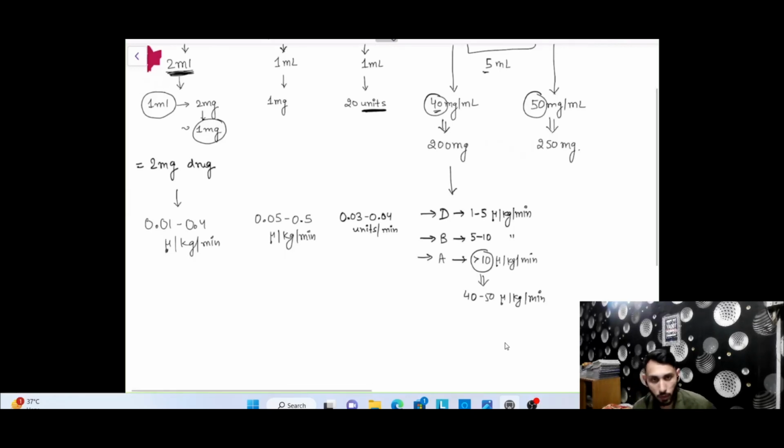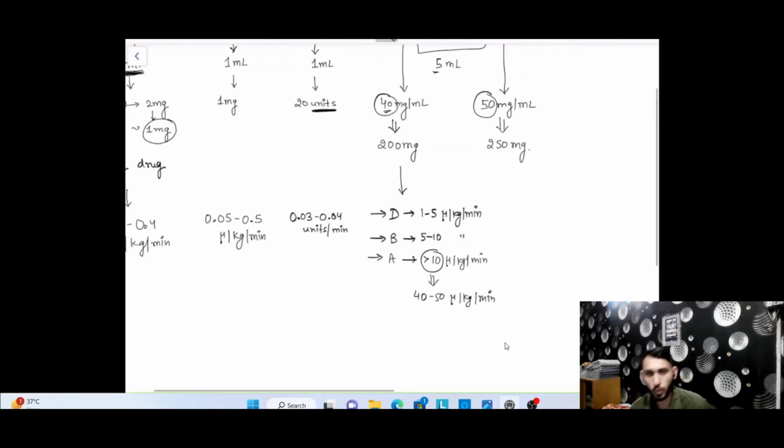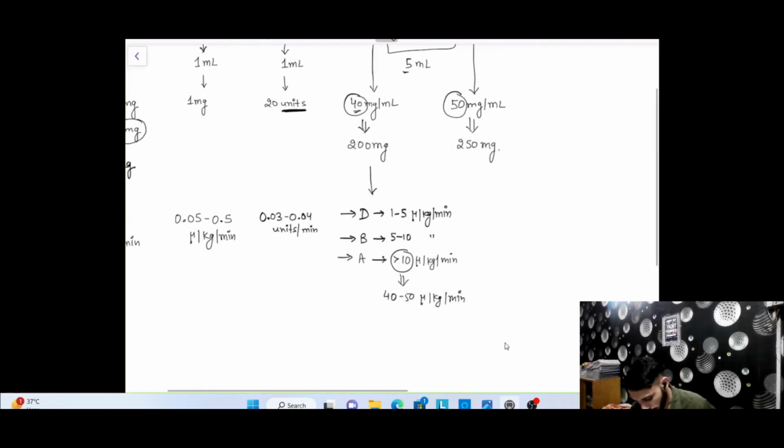If we exceed more than 10, it will act at the alpha receptors, which are basically vasopressors. So dopamine at very high concentrations, more than 10 microgram per kg, acts as a vasopressor more than an inotrope. It acts as an inotrope mostly in the range of 5 to 10 microgram per kg per minute. So this was dopamine. And the last is dobutamine, and the concentration that we use is 2 to 20 microgram per kg per minute.